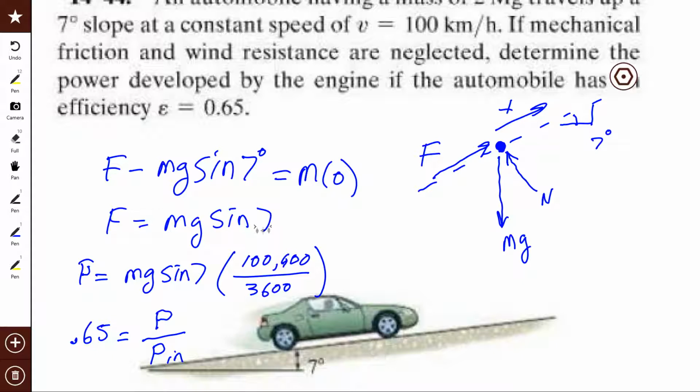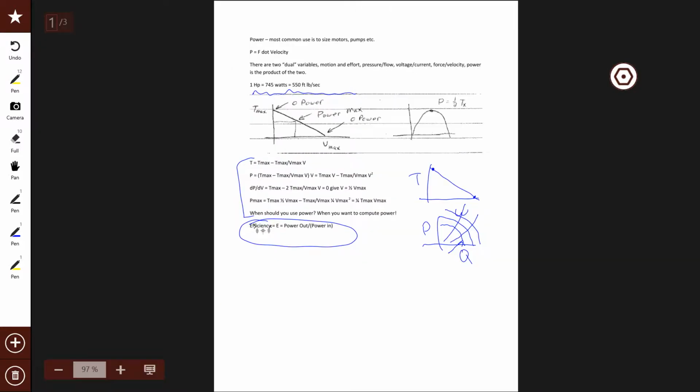So let's say it's 50% efficient. Then I put this power in, thinking I'm going to go 100 kilometers an hour up, right? But I only get half of it coming out and being used by the car to drive it up the hill. Will I get the F? Yes, you'll get the F. Will you get the speed? No, you won't get the same speed. It'll go slower. Make sense? Just like back here on this other one.